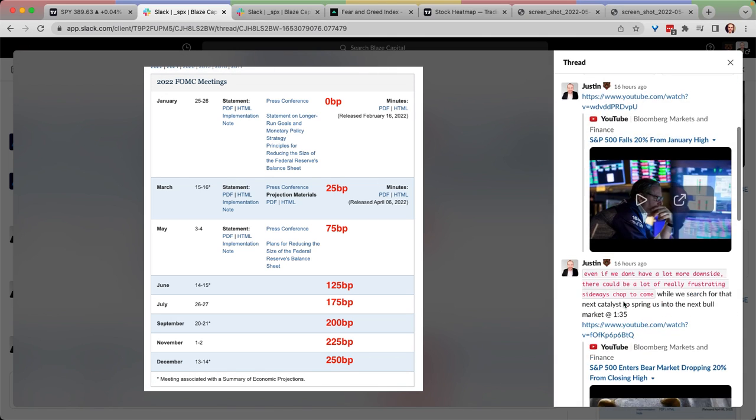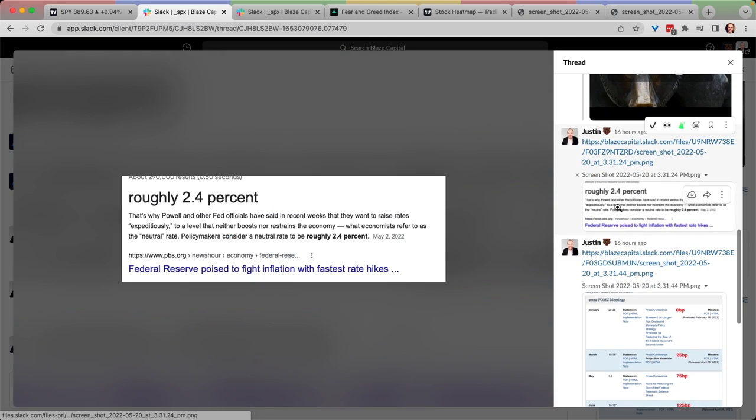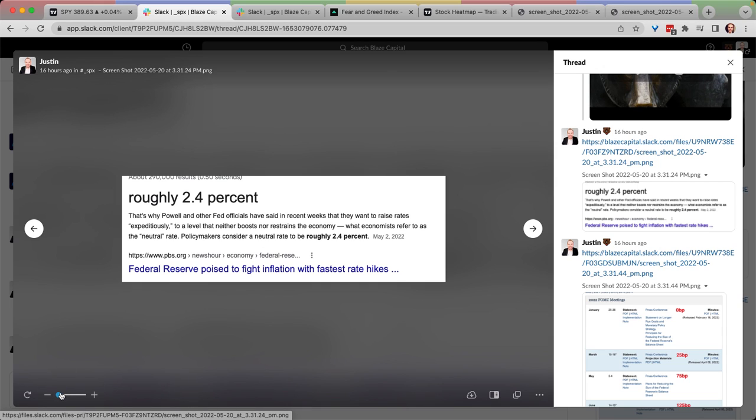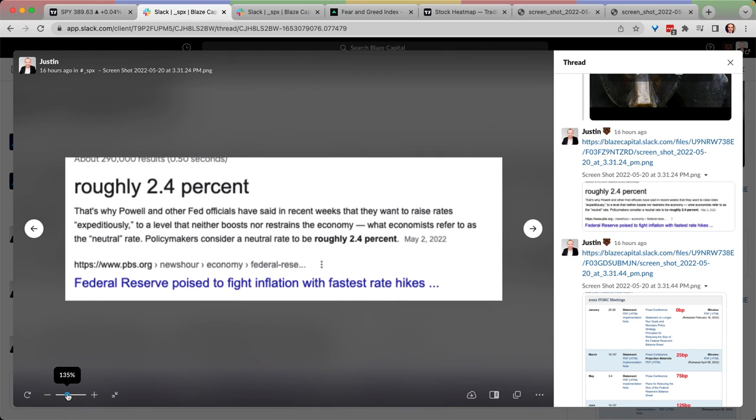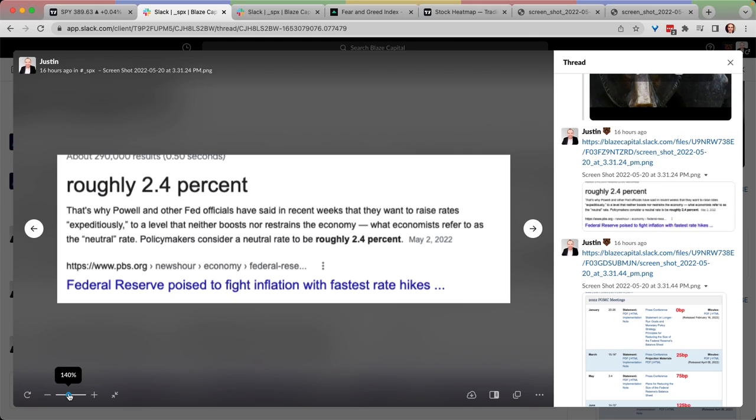All right, now let's talk about the Fed. And the reason why this is important is because we have to think about what is neutral for the Federal Reserve. Neutral meaning this is where they've been saying they want to be by the end of the year. And again, this is from Google. So just Google FOMC neutral rate. This is what I got.